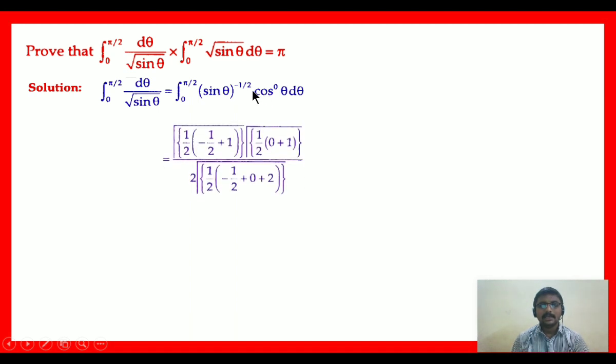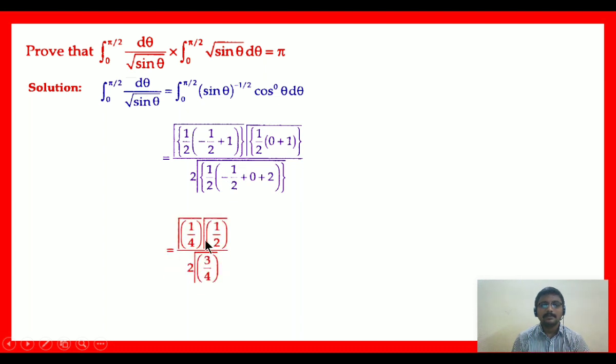Now it looks like integral 0 to pi by 2 sine power m theta into cos power n theta d theta. What is m here? Minus half, and n is 0. So we have a formula: integral 0 to pi by 2 sine power m theta cos power n theta d theta is gamma of m plus 1 by 2 into gamma of n plus 1 by 2 upon 2 into gamma of m plus n plus 2 by 2. Here we replace m as minus half and n as 0. On simplifying we get gamma of 1 by 4 into gamma 1 by 2 by 2 into gamma of 3 by 4. So it is the required value of the first definite integral.